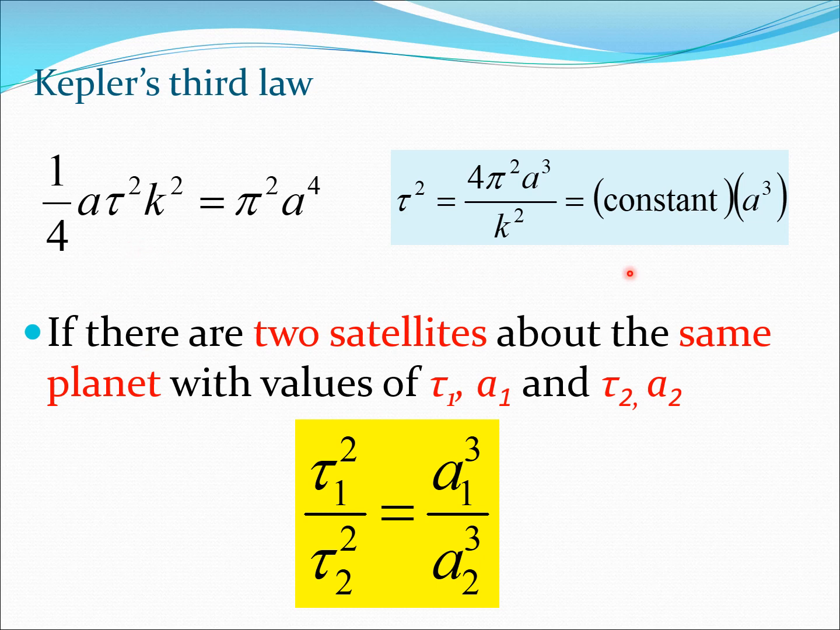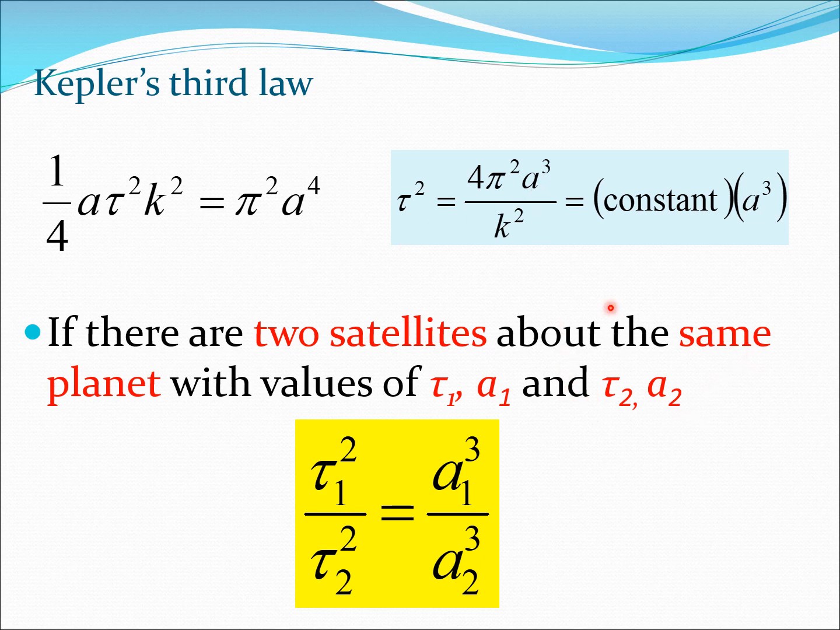I'm going to write out this equation here again, and now you clearly see that this equation is very important. It essentially relates our time period to A and K. Now, if there are two satellites, let us say 1 and 2, I will have two equations which will involve tau 1, A1 and tau 2, A2.